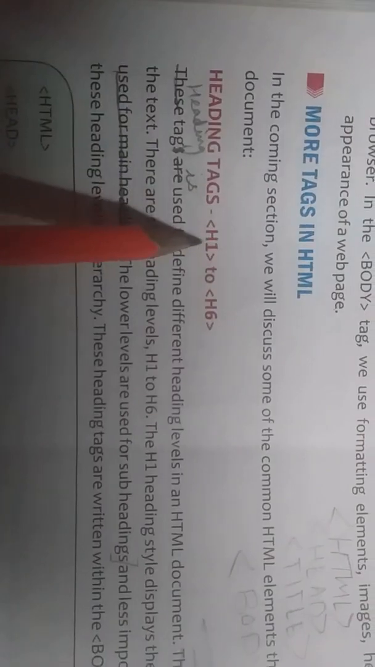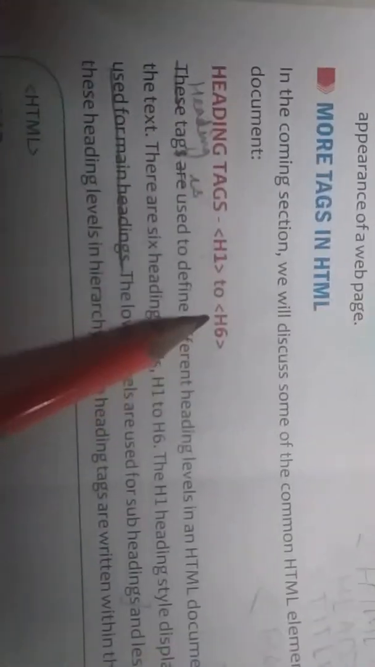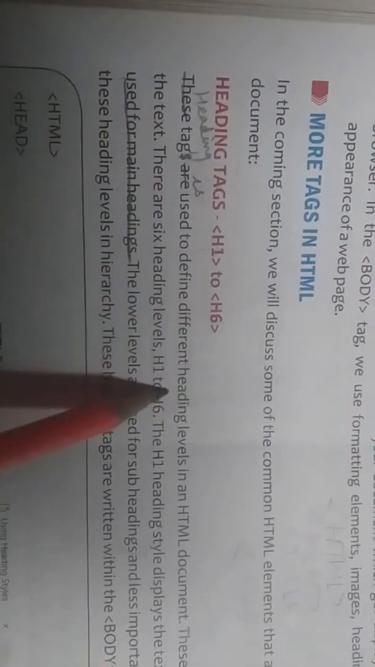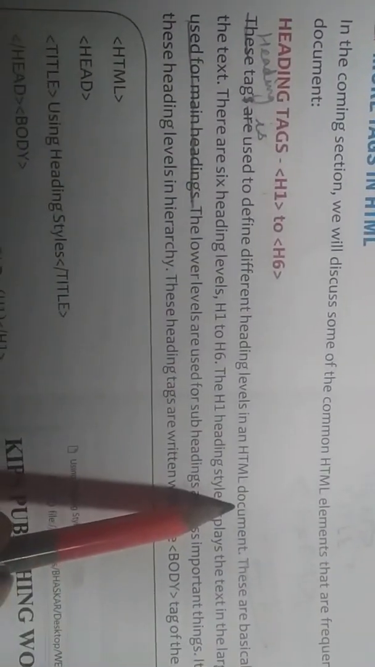So first one is heading tags, that is from H1 to H6. Yes, H means heading, and there are 6 heading tags in total, from H1 to H6. These tags are used to define different heading levels in an HTML document.